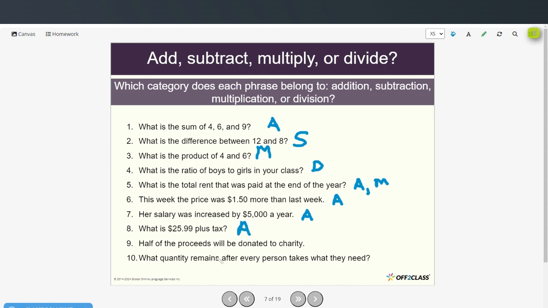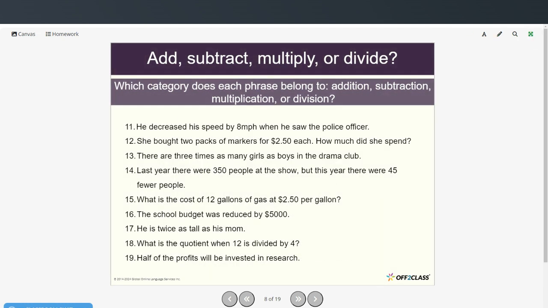Half of the proceeds will be donated to charity. That's division. And what quantity remains after every person takes what they need? That would be subtraction. He increased his speed by 8 miles an hour. Or sorry, he decreased his speed by 8 miles an hour when he saw the police officer, so that's subtraction. She bought 2 packs of markers for $2.50 each. How much did she spend? That would be multiplication. There are 3 times as many girls as boys in the drama club. Multiplication.